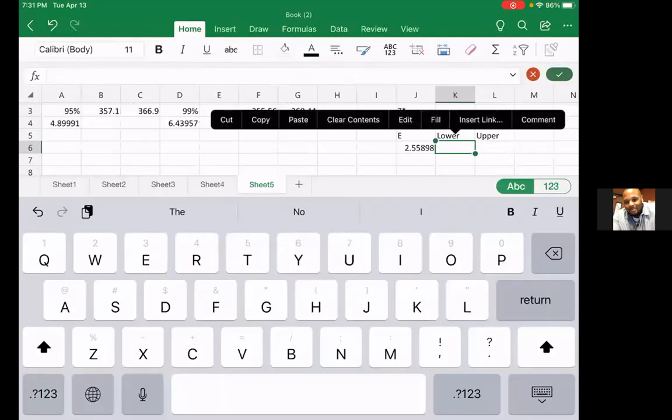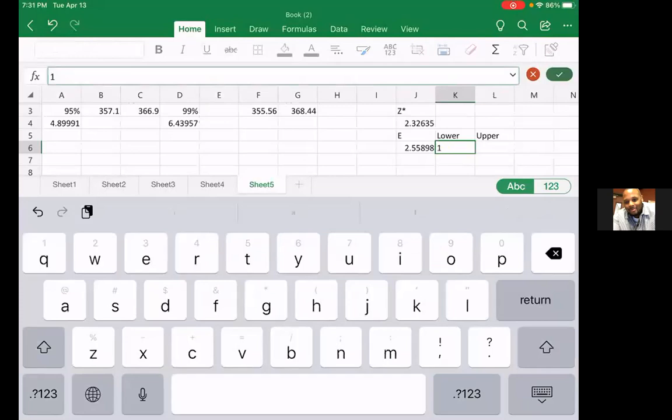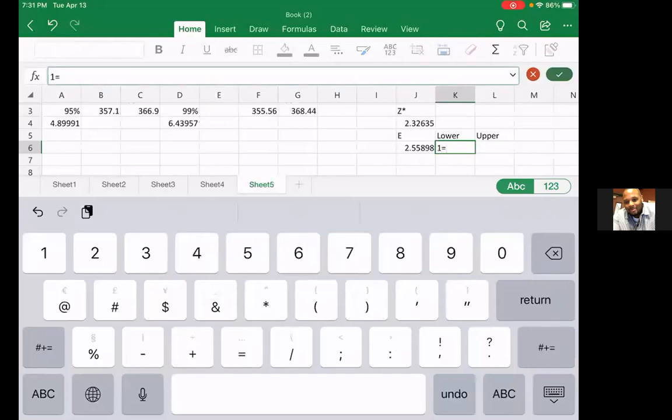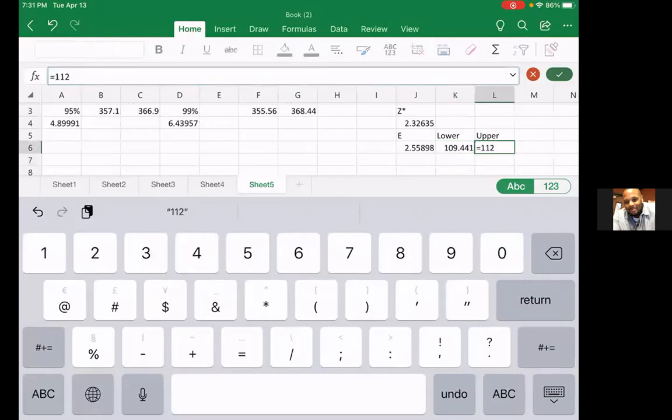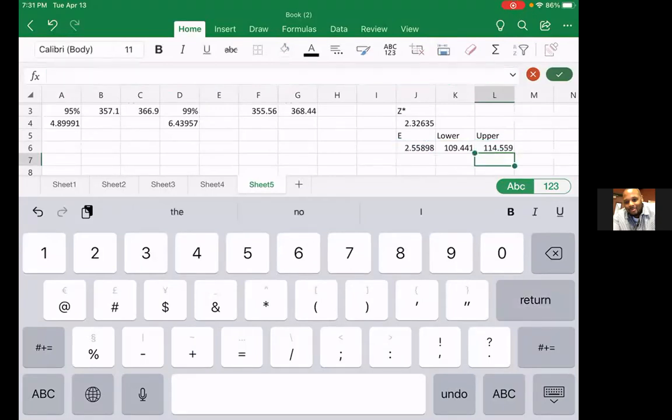So for the lower bound, you're going to do, as a formula, equals 112 minus the margin of error, which is sitting there. I get this right here. Then I'm also going to do equals 112 plus the margin of error, which is here, right? Which is that right there.